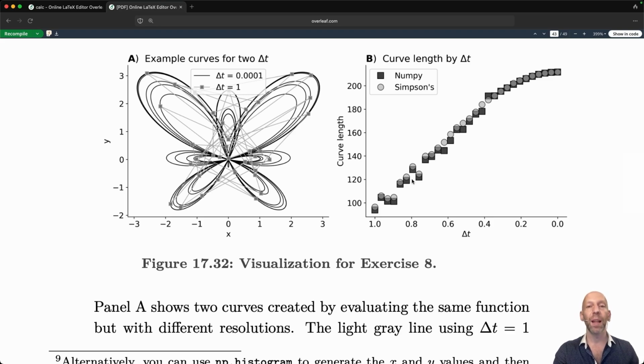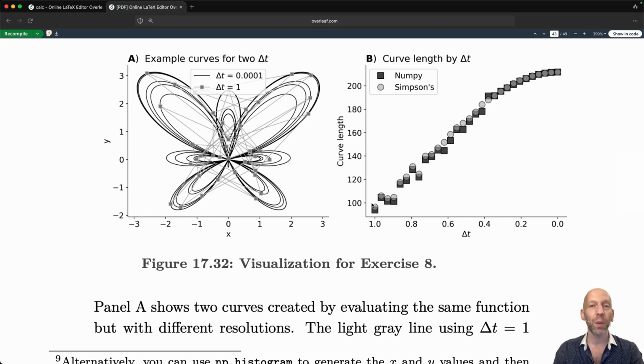This means that the measured length of this curve gets longer when delta t gets smaller. Okay, so the finer the resolution, the larger or longer this parametric curve appears to become. And this effect is quite dramatic.